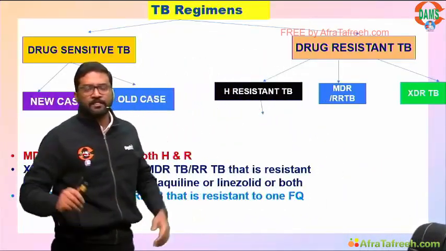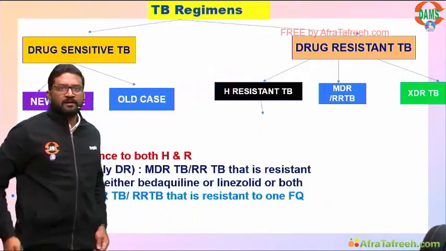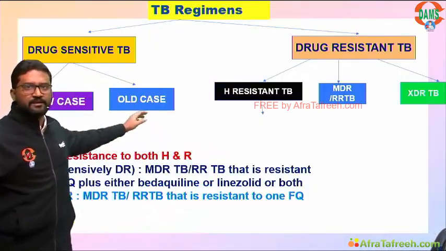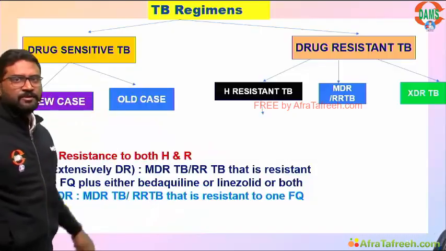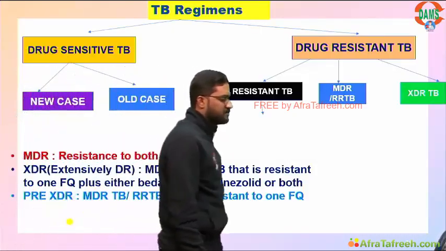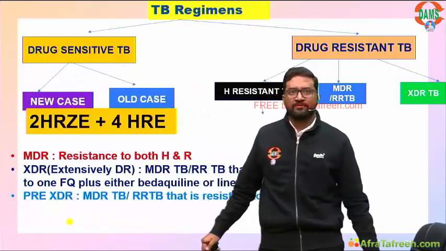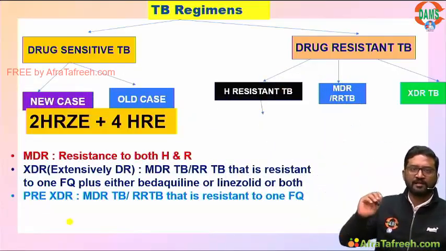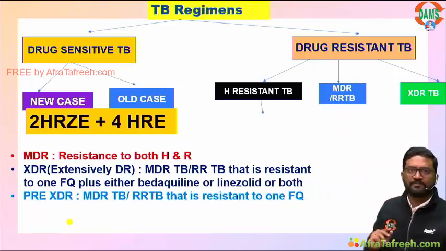Now TB, there are no categories. There is nothing like 1, 2, 3, 4 categories. So drug sensitive TB, new case, old case. It means it is rifampicin sensitive TB. So here the treatment will be 2 HRZE plus 4 HRE. So no way we are giving streptomycin routinely here.